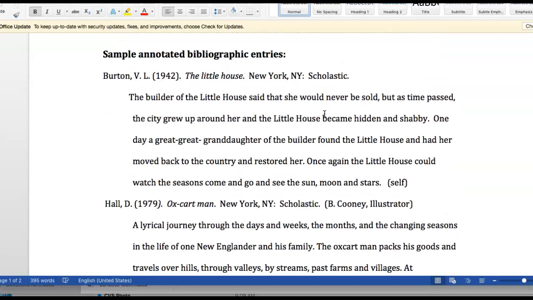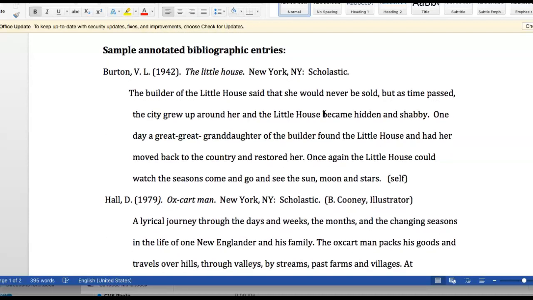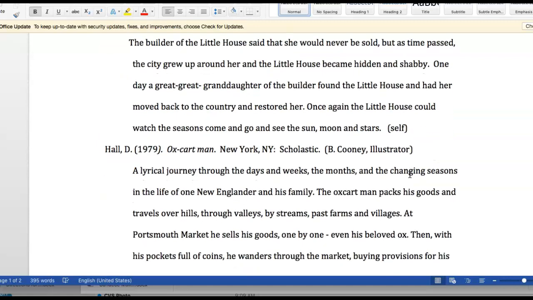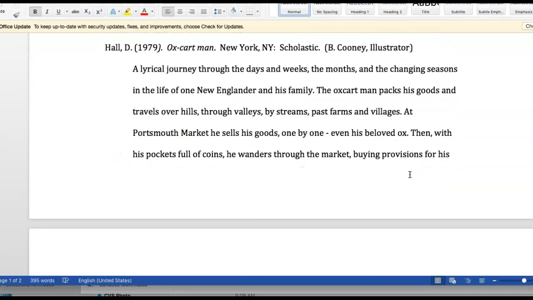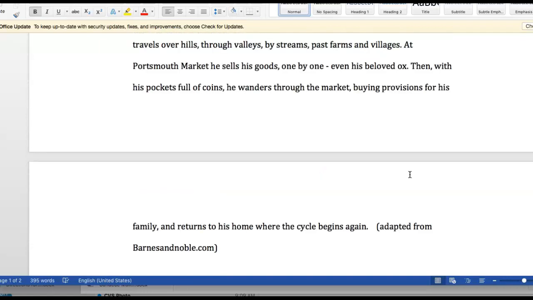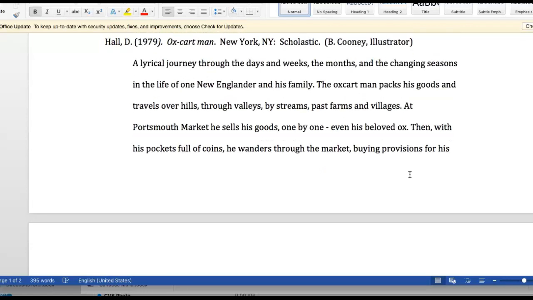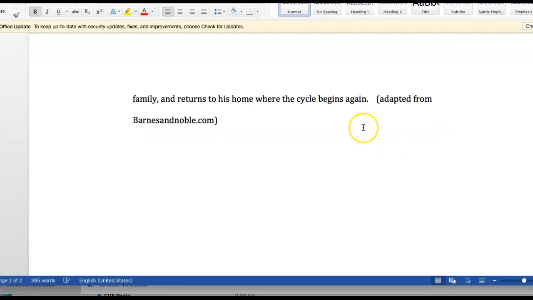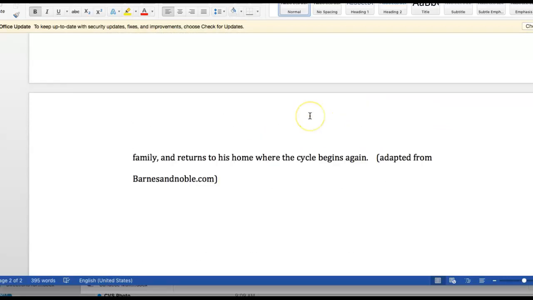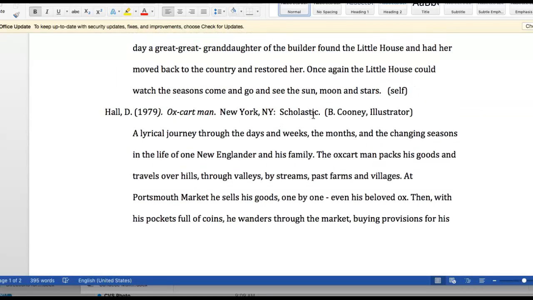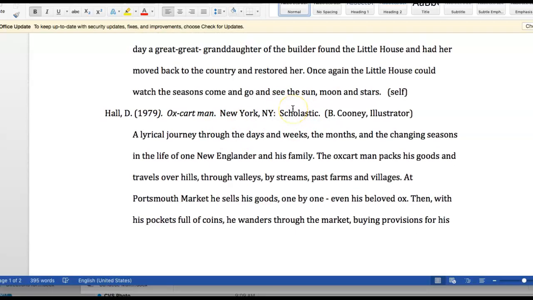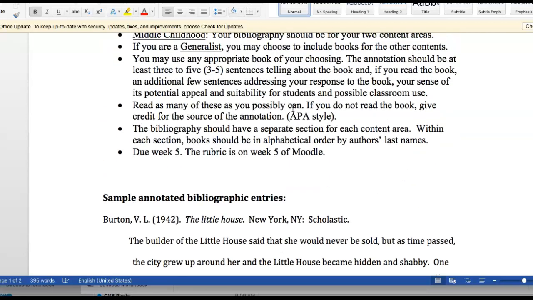Here are sample annotated bibliography entries. This was written by the author, so she lists the information, remember at least 3 sentences, and then she notes that she read it herself. Here's another one the person did not read, and you'll notice it said adapted from barnesandnoble.com. Notice how everything is lined up appropriately for the APA on this.